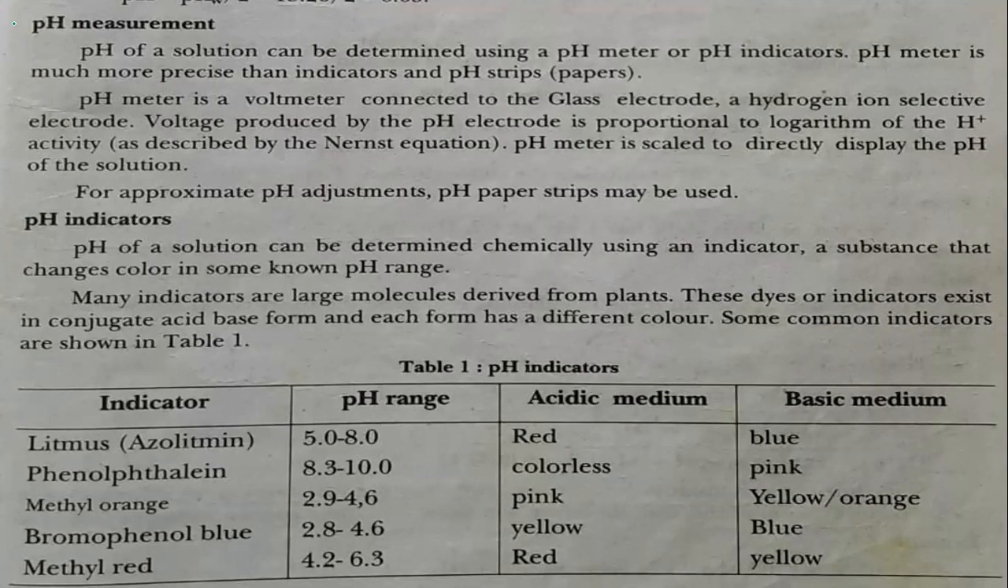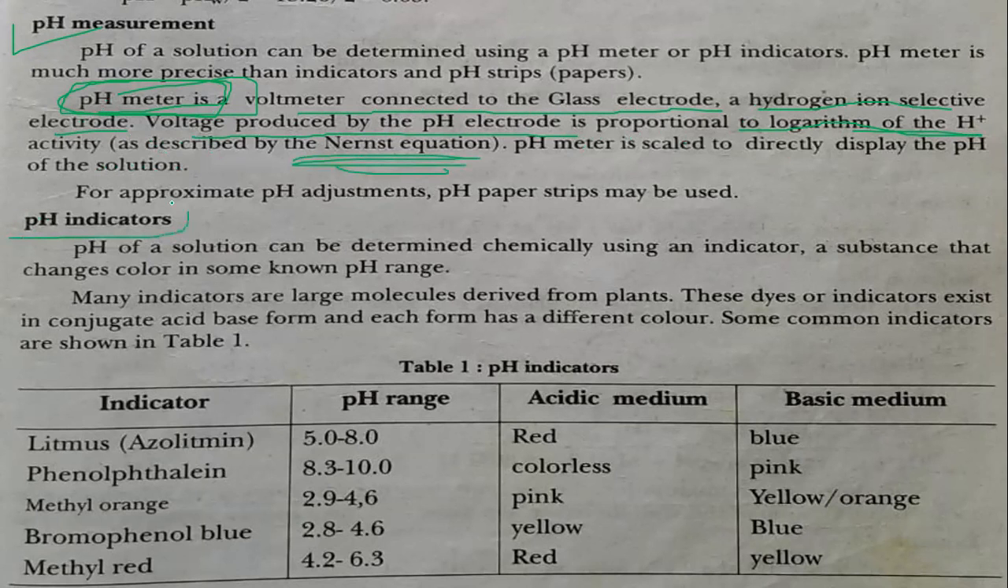Now, how is the pH measured? pH is measured by different means. One of the instruments used for the measurement is a pH meter. It is a more accurate method to measure the pH of any solution. So what is a pH meter? It's a voltmeter connected to a glass electrode, a hydrogen ion selective electrode. The voltage produced by the pH electrode is proportional to the logarithm of the H plus ion activity, and that is described by the Nernst equation.